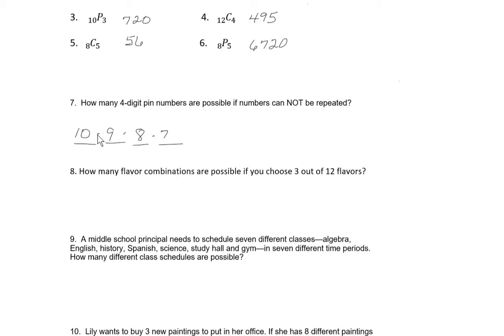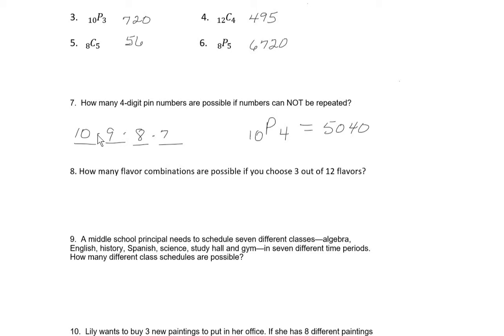Another way to think about this is realizing that it is a permutation. I've got a group of numbers that I'm choosing from, so I'm choosing from one group of things. I cannot repeat my selections, and the order matters. So I've got 10 things that I'm choosing from, and I am choosing 4 of them. Either way that I do the problem, I get the same answer, 5,040.